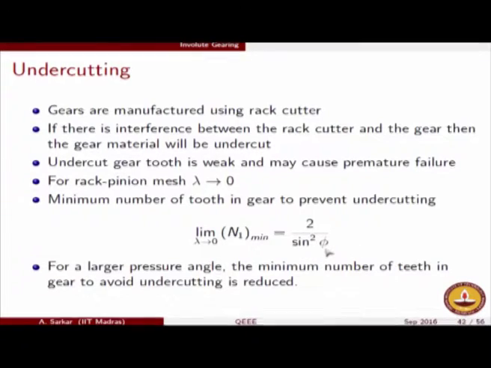Again, if you put phi as 20 degree, this number comes out roughly as 18. So with 20 degree pressure angle, you should use gears with a minimum of 18 teeth. If you are not using it, then probably you should be concerned about interference and undercutting phenomena. Also, through this formula, it should be very clear that as we increase phi, sine square phi increases and therefore 2 by sine square phi decreases. So with larger pressure angle, this limit can be brought down.